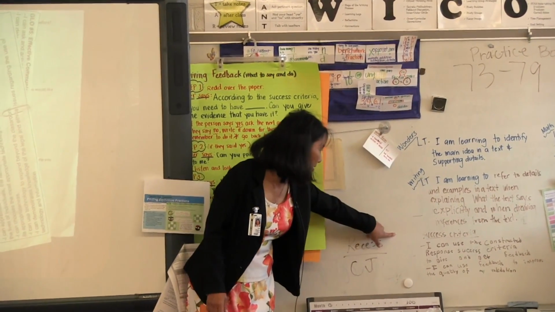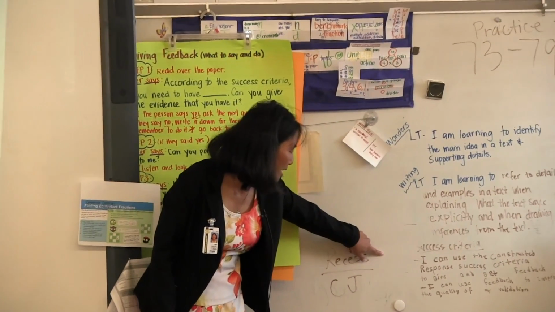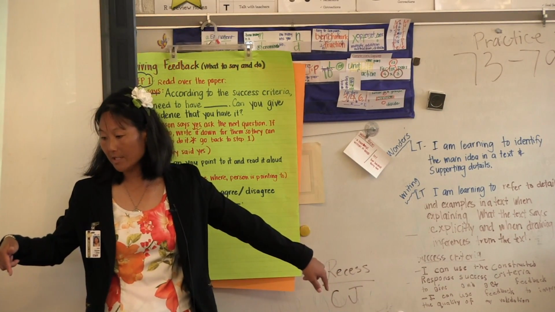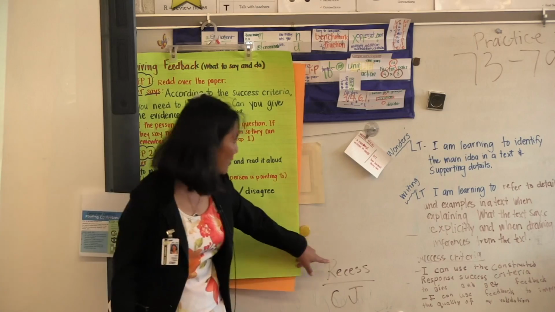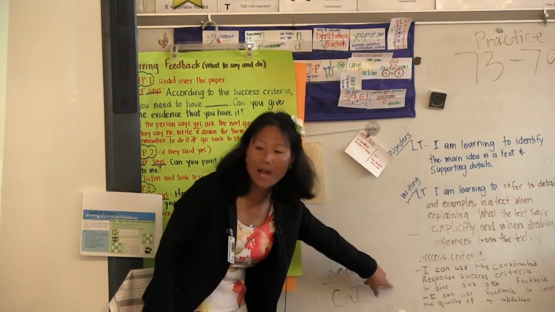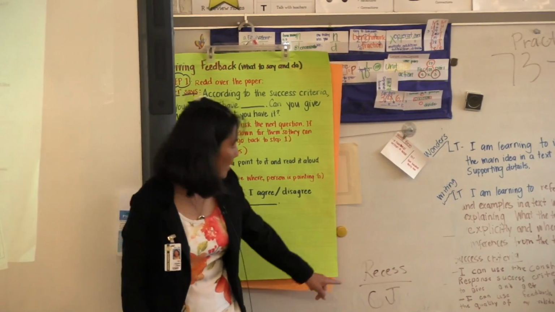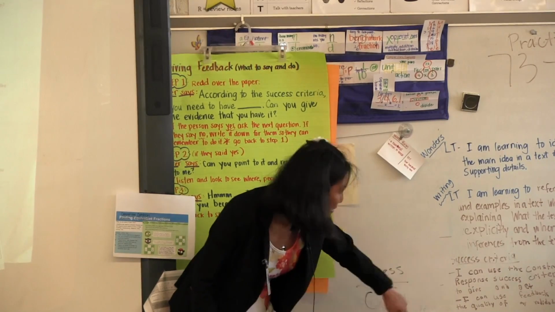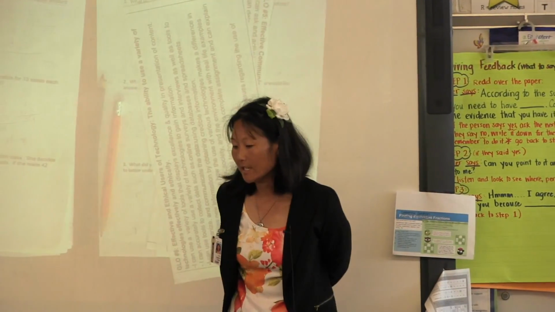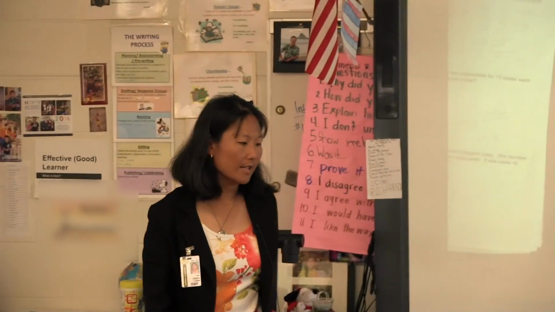So here's our success criteria. You will be able to use the constructive response success criteria, and we already went over that, right, Donovan? Yes. Success criteria, we went over what it is, and to give and get feedback. So you're going to learn how to give and get the feedback. And then the second one, I can use feedback to improve the quality of my validation. So why do you think we want to get and give the feedback?